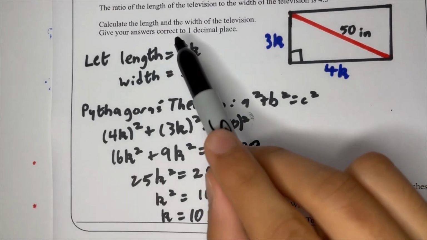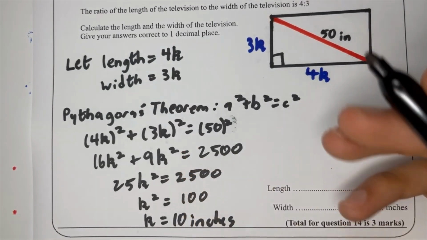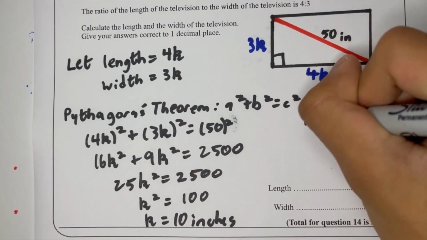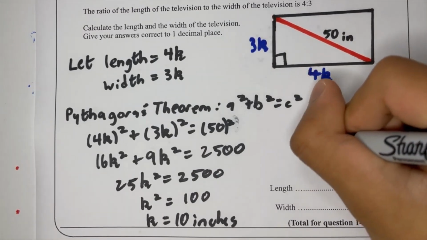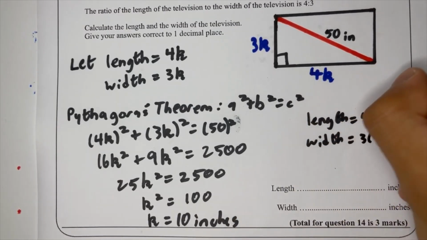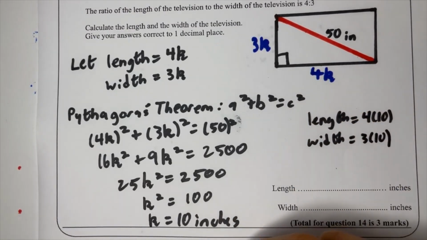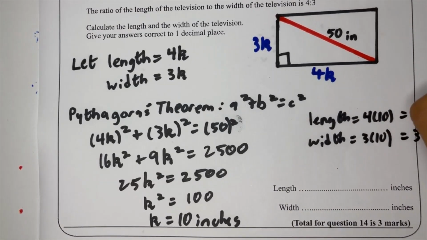Remember, we're asked to work out the length and the width of the television. From what we wrote at the start of the question, the length is equal to 4k and the width is equal to 3k. Now that we worked out that k is equal to 10 inches, we can substitute those both in to find that the length is equal to 4 times 10 and the width is equal to 3 times 10. This means that the length is equal to 40 inches and the width is equal to 30 inches, which is our final answer.